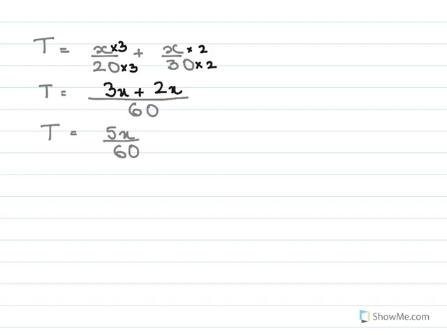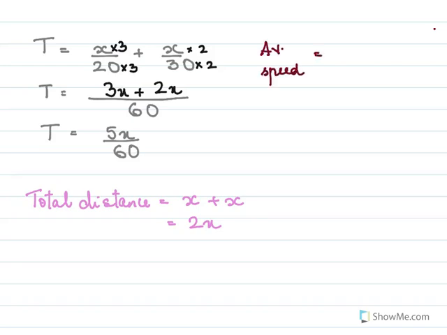Now we need to find the total distance. So for total distance, to go to school is x, the distance to return from school is also x. So total distance is 2x. Now to find average speed, it will be total distance over total time.